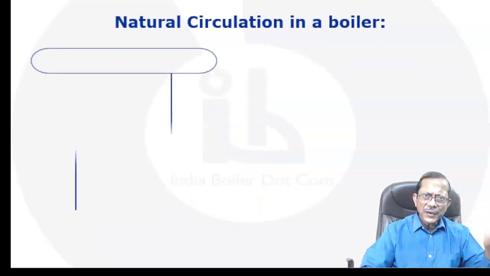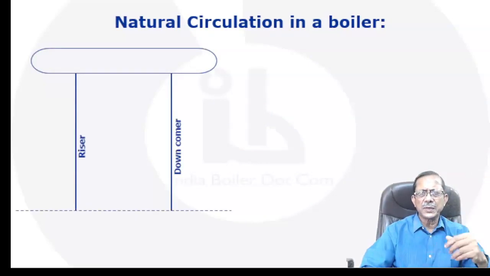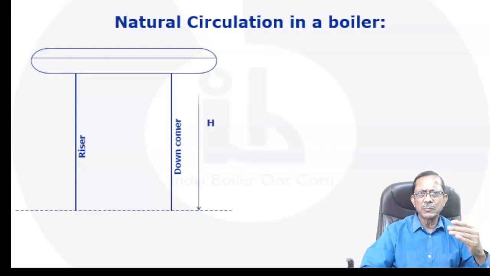So if I create this circuit in a simple diagram with a steam drum, downcomer, and riser, and let us say the water level in the drum is around h height from the bottom center line. Now this downcomer has only water, so let us say the density is rho d in the downcomer, and the riser has a mixture of steam and water, so the density will be different, it will be less. So let us say it is rho r.